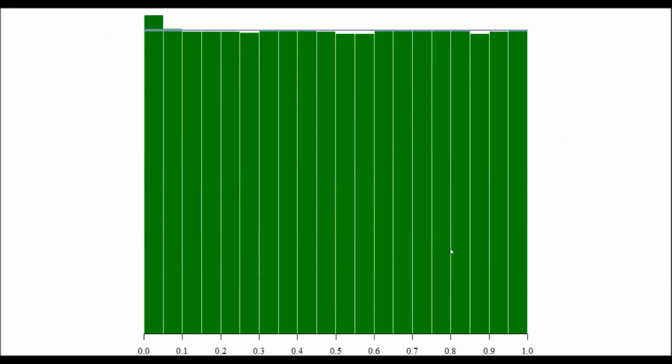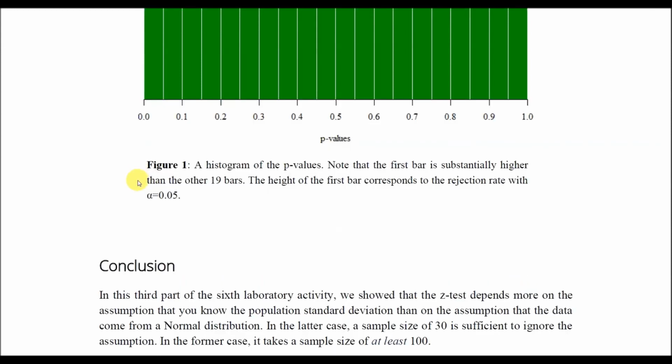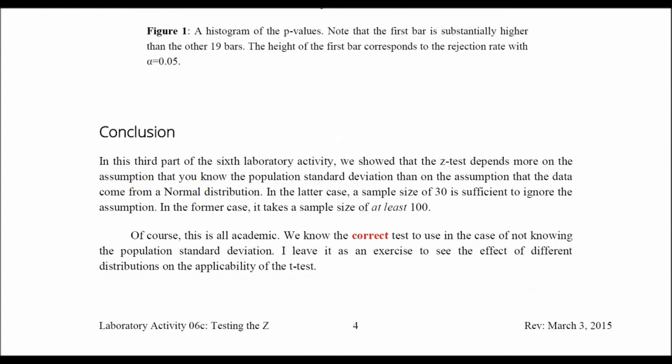And so this is the one I got when I did it last time, when I was putting the lab together. Notice the blue line is the uniform 0, 1 line, and it does look like that first bar, which is of width alpha, so that height should also be alpha under a perfect test. Looks like you're rejecting a little bit too much. And so this was the third part of the 6th laboratory activity.